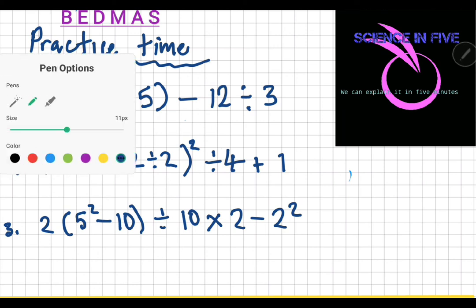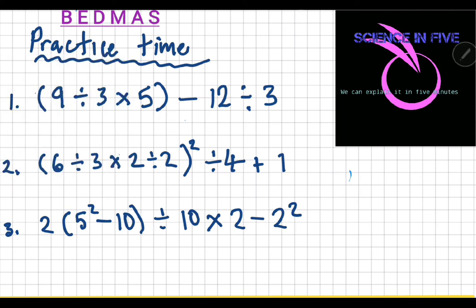So here are the solutions. So number 1, 9 divided by 3 was 3. 3 times 5 became 15 minus what's 12 divided by 3 is 4. And this gives you 11.